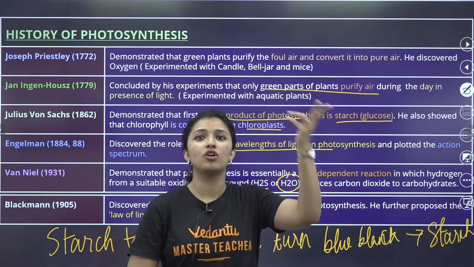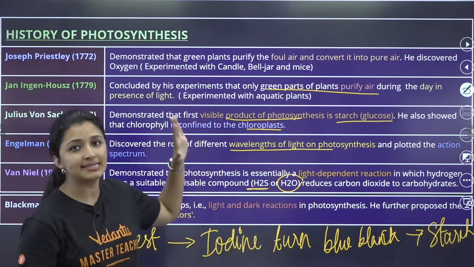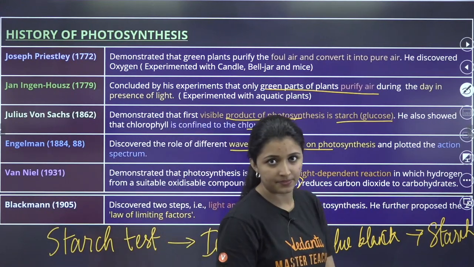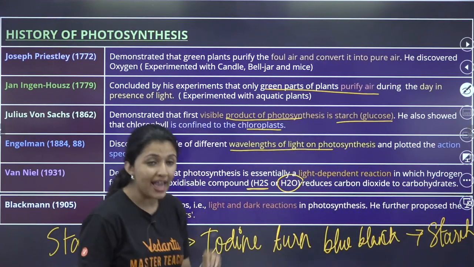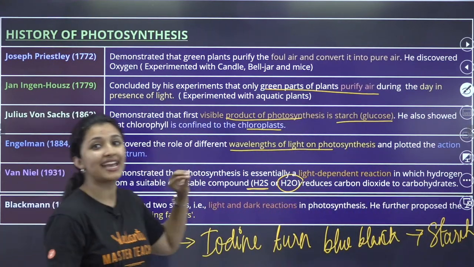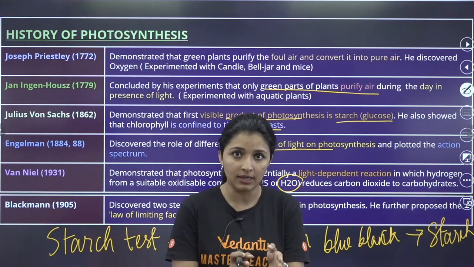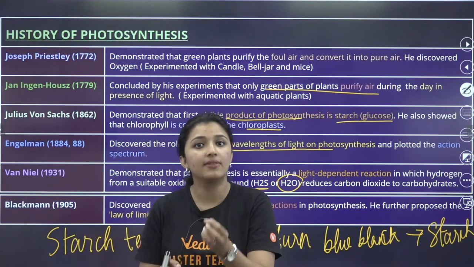Then he was like, oh, that is why. Because carbon dioxide is not changing. Carbon dioxide is the same for both sulfur bacteria as well as plants. What is changing here? For plants, we use H2O, and for sulfur bacteria, we use H2S. So now, if you give H2O to the plant, oxygen is released. If H2S is given to the bacteria, they release sulfur.